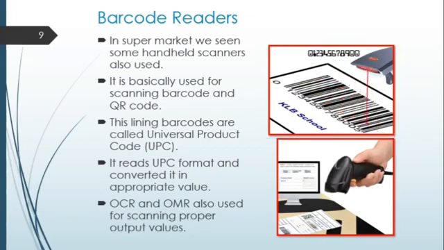In these lines, the details of the products are already stored in the computer under this code. The computer reads the UPC format and converts it into an appropriate value. Whatever details are in this barcode, such as what the item is, what the price is, the date of manufacture, and who the manufacturer is, are converted by the computer. Now OCR and OMR are also used for scanning proper output values.